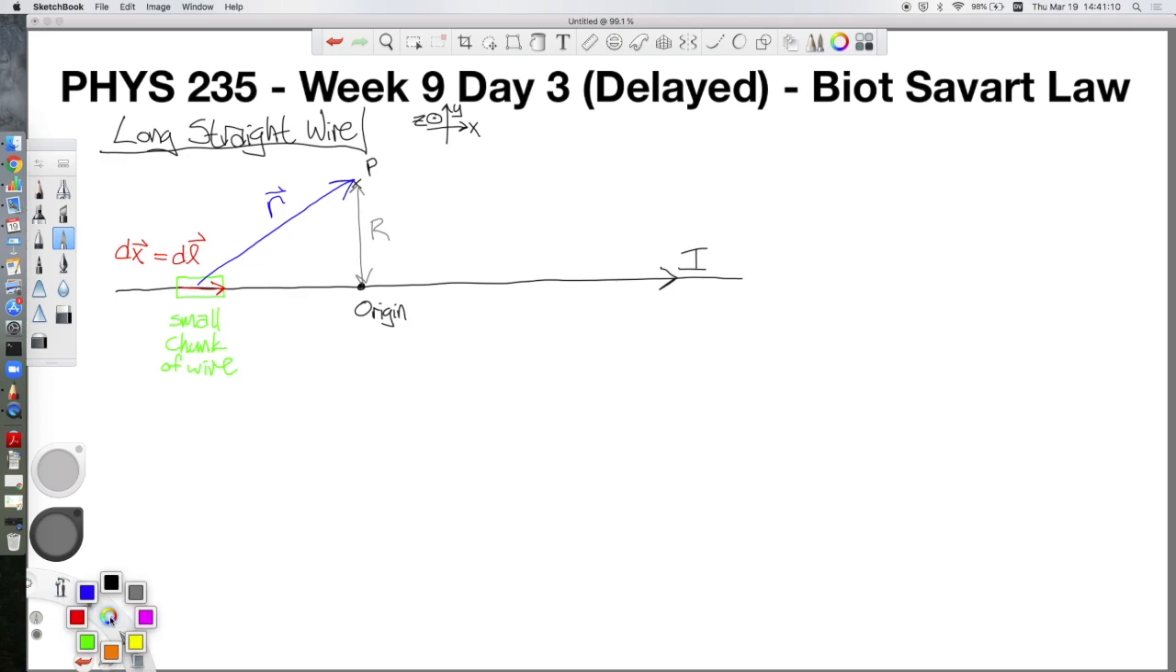The only other things we might need here are potentially this angle theta. If we want to use that angle theta, it may be worth knowing that this distance right here is the absolute value of x. I put the absolute value in there because x is negative at the location of the small chunk of wire we're dealing with right now.